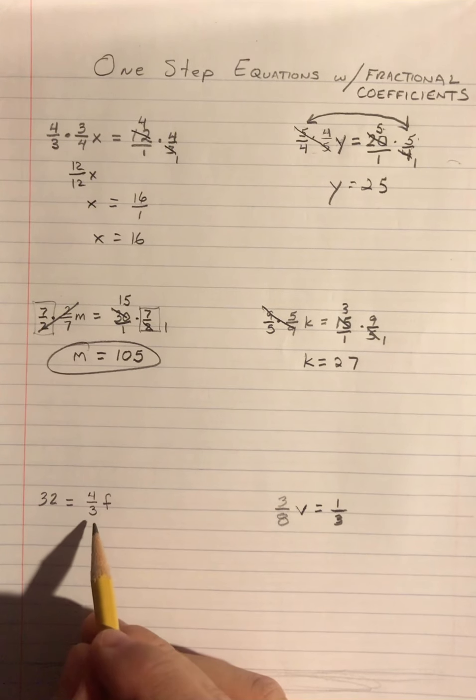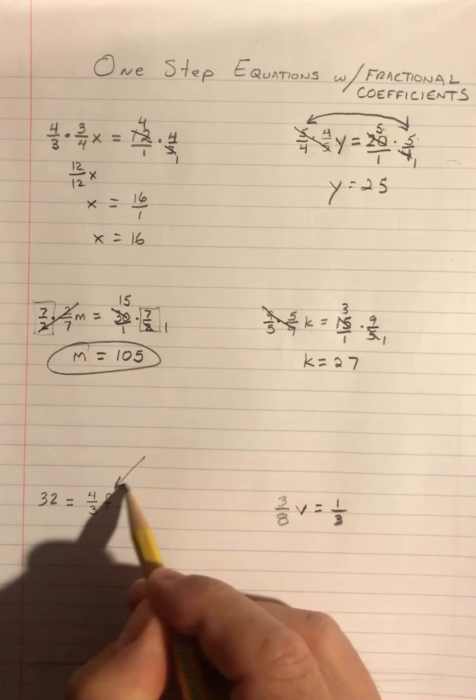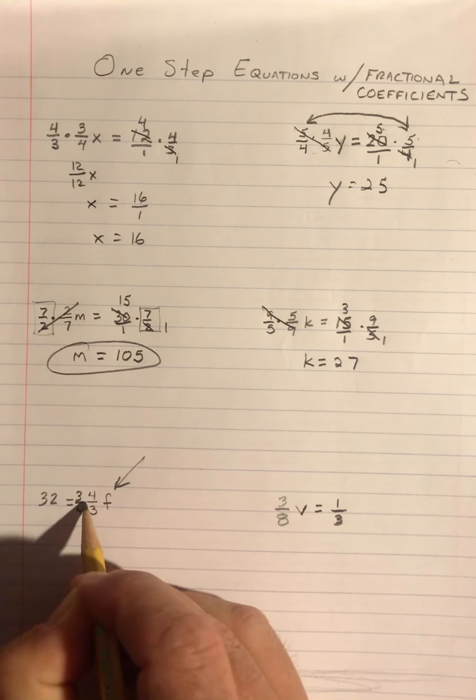All right, here's one, I put it on the other side. So you might see this once in a while. Got the fractional coefficient on the right. So I'm still trying to get rid of this 4/3 because I want this variable by itself. So I'm going to multiply both sides by 3/4.